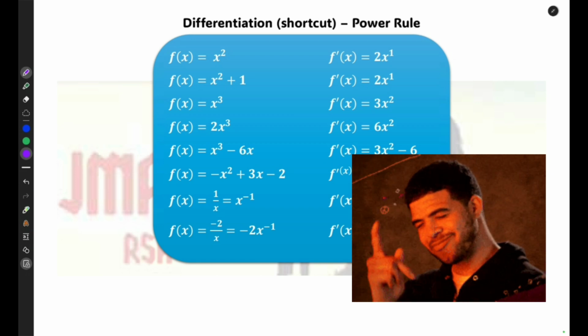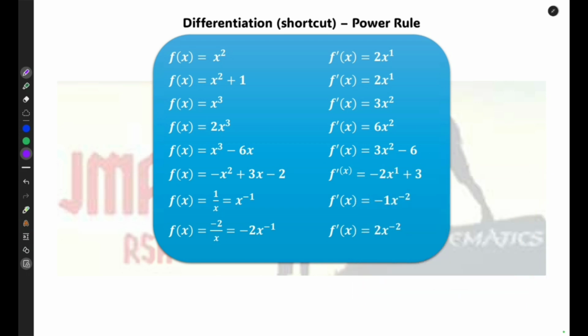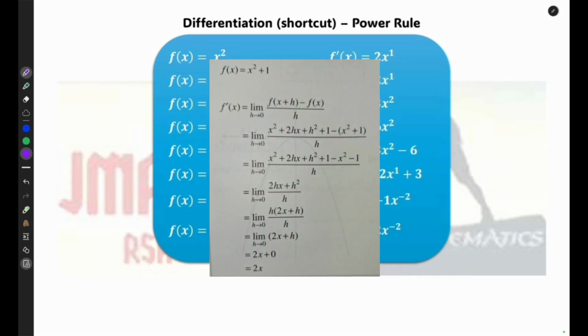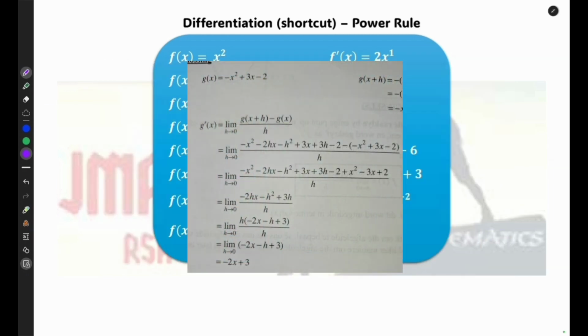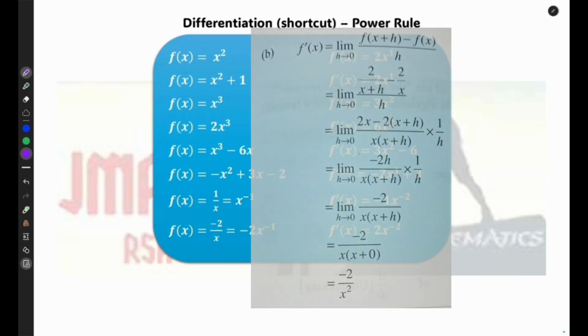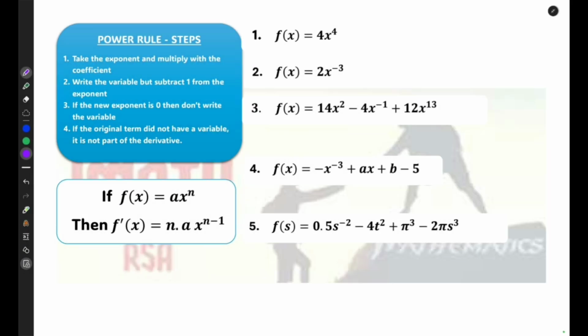You can't do such a massively long sum every time someone asks for the derivative. So on screen now, you will see a few sums that we did the long way with first principles, and these were the answers we got. Someone looked at this and they thought there must be a pattern. Let me teach you that pattern. The shortcut is called the power rule.